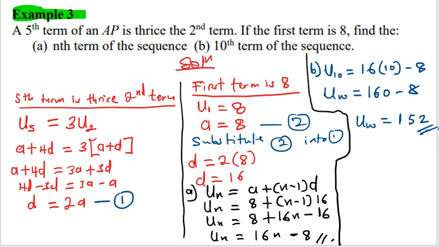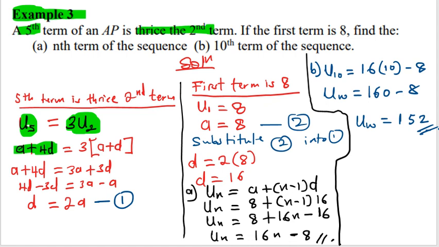The fifth term of an AP is thrice the second term. So let's take note. The fifth term is thrice the second term. So fifth term is 3 times second term. That is my first equation. So the question is, what is the formula for the fifth term? The fifth term of an AP is giving us a plus 4d. Remember, it is n minus 1 d, but n is 5. So 5 minus 1 is 4d.